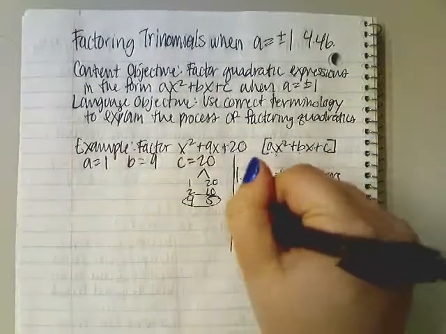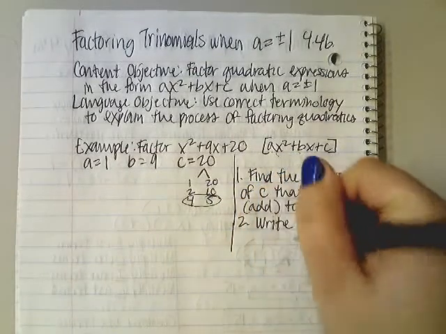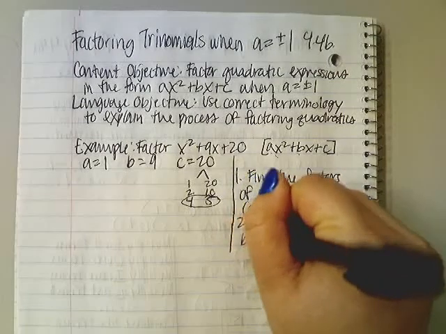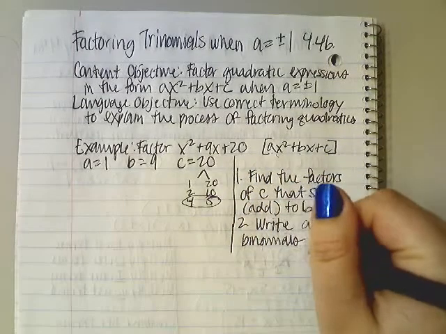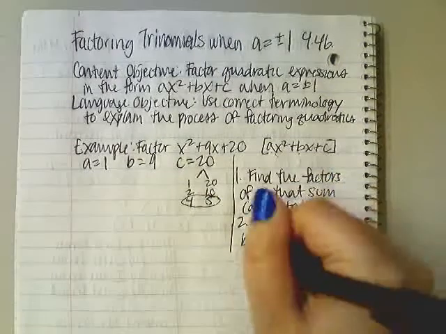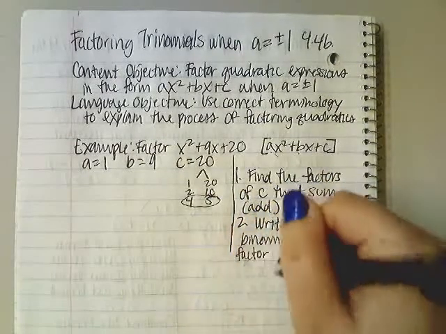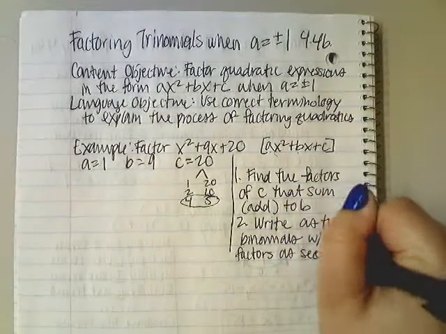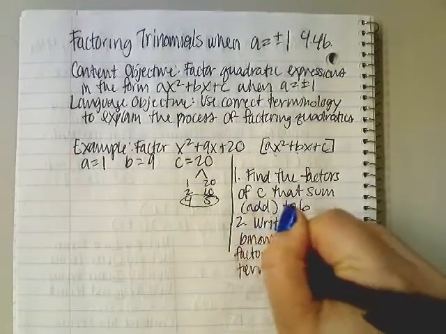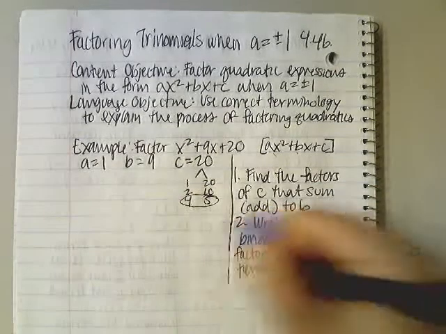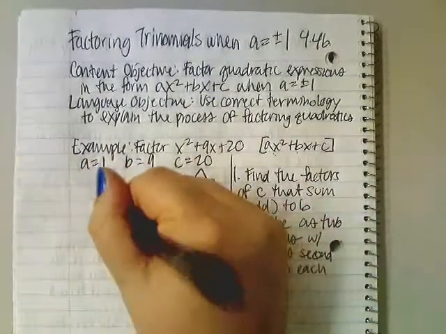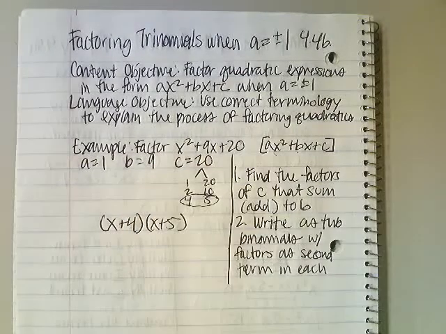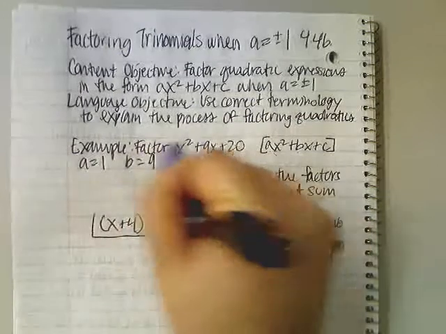And the next thing I'm going to do is pretty straightforward. I'm going to write them as two binomials, with the factors as the second term in each. So I'd have x as my first term plus 4, and then x plus 5. So that is my factored form of that quadratic.